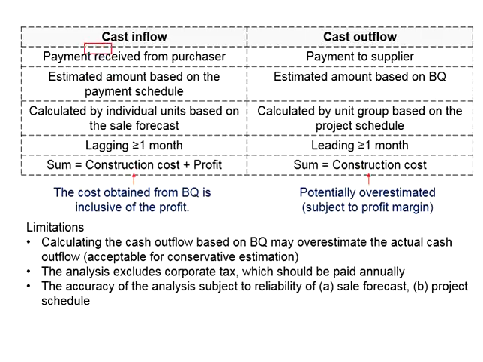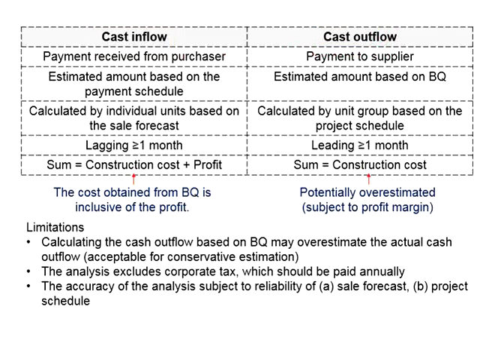You receive money from the purchasers. That means the money is going into your company's account. You pay for the materials. That means the money is going out from your company's account. That's the meaning of cash inflow and the cash outflow.